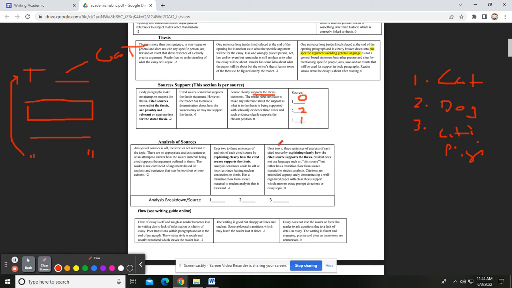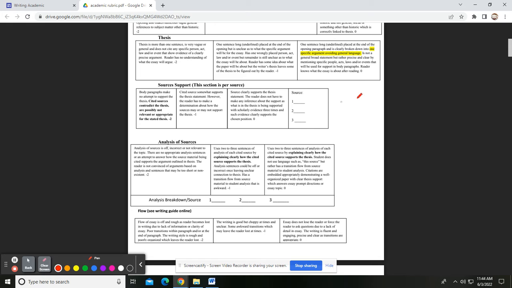And for the analysis, I am looking to see if your cited source, number 1, 2, and 3, how do you analyze those sources? And what I mean by that, how do you explain, answer the questions how and why the source you are citing supports the thesis? So I'm looking to see a connection between these 3 points here. So when you're analyzing your source, you want to always ask the question how and why. There is a screencast that addresses that.